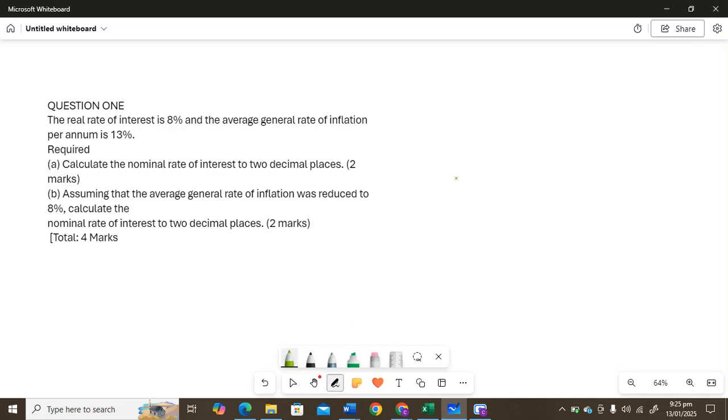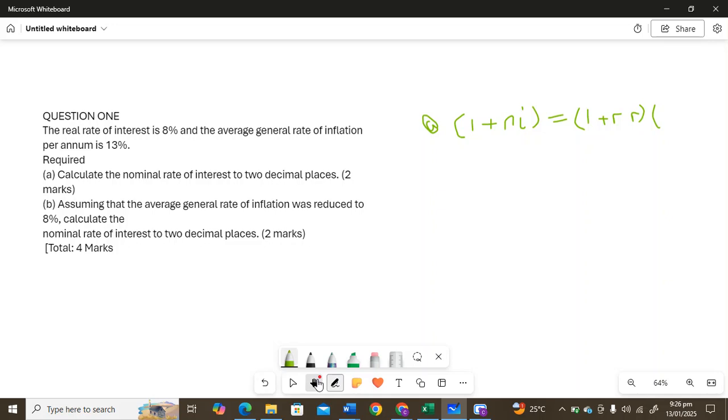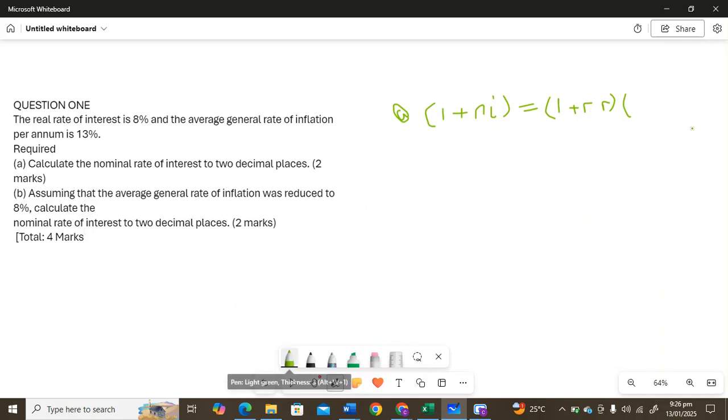This is the formula. 1 plus the nominal rate, which I'll abbreviate as NI, equals 1 plus the real interest rate, the interest rate which is adjusted for inflation, multiplied by 1 plus the inflation rate. That is the formula.